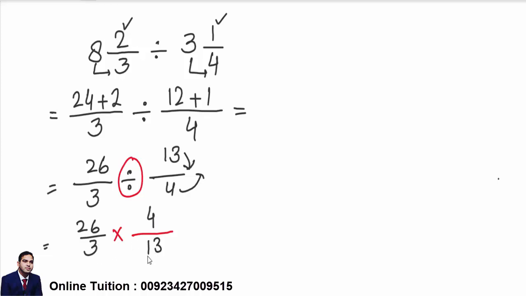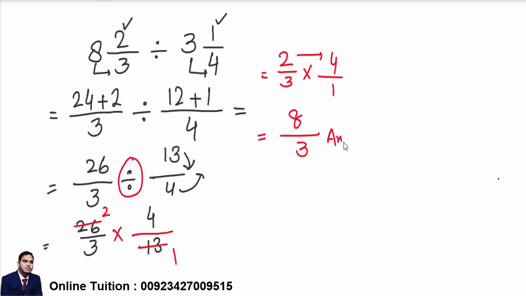If this is not possible, then you can cut across, like 13 ones are 13, 13 twos are 26. Okay, now you have 2 over 3 multiply 4 over 1. Now multiply this 2 with 4, this will be 8 over 3. So this is your answer.